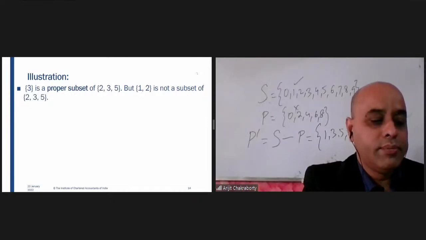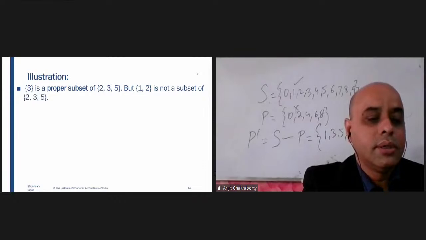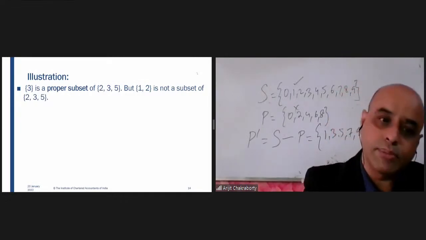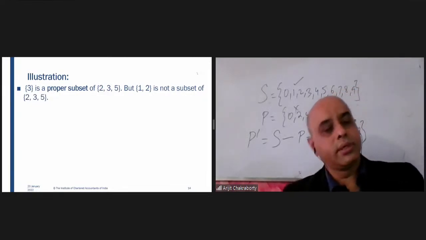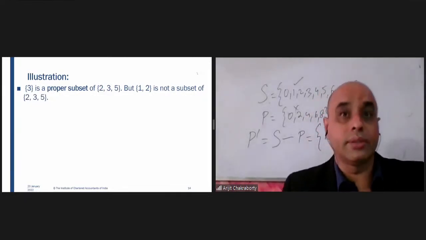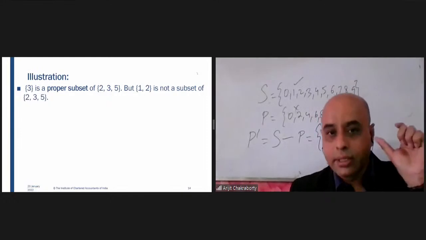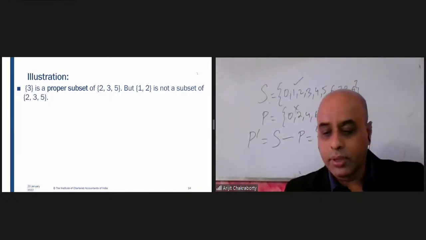Yes, Manoj is writing, two sets can be equivalent and equal also. Absolutely possible. And Manav has asked, is every equal set equivalent? Yes, all equal sets have to be equivalent. They need to have exactly the same elements, so the number of elements will be the same.